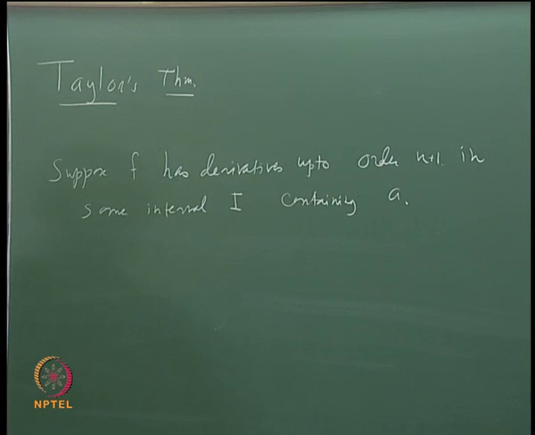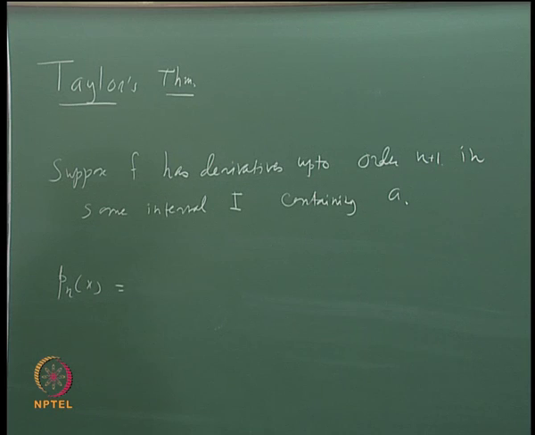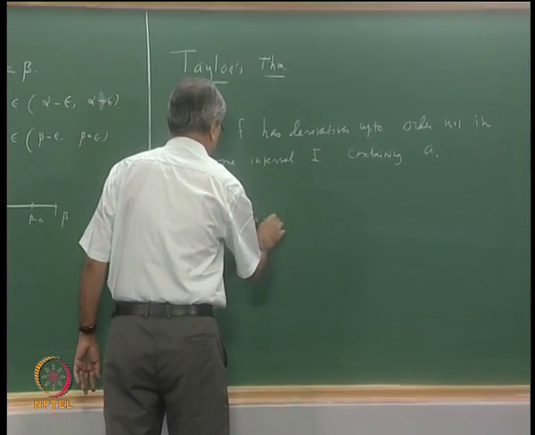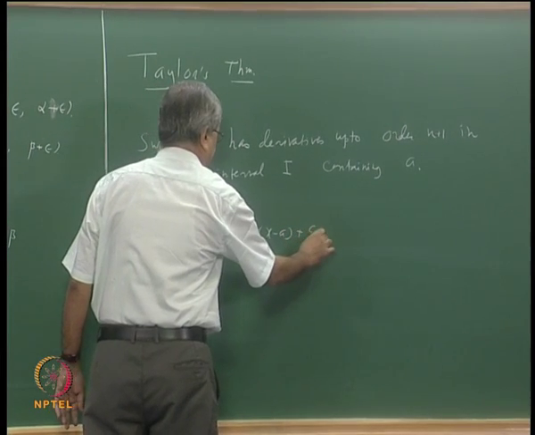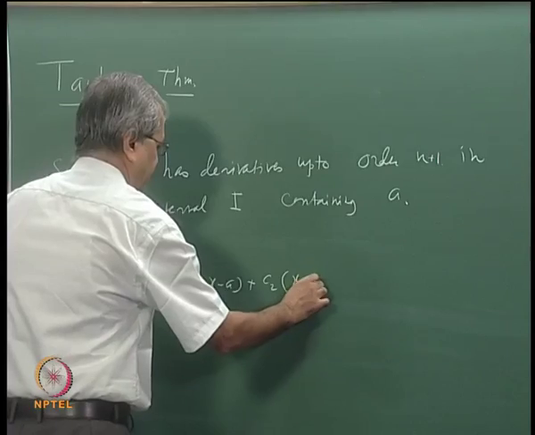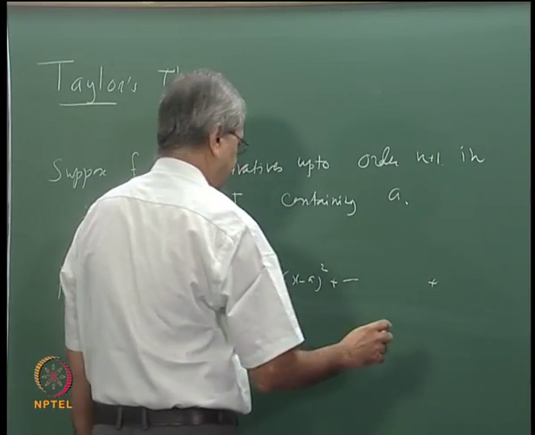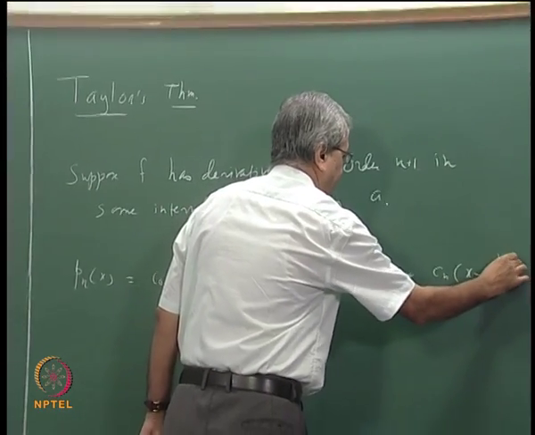Suppose I take the polynomial Pn(x), and since we are interested in what is happening near A, we shall write this polynomial in terms of x minus A. Suppose the coefficients are C0 plus C1 into (x minus A), plus C2 into (x minus A) square, and so on going this way. The last will be Cn into (x minus A) to the power n.